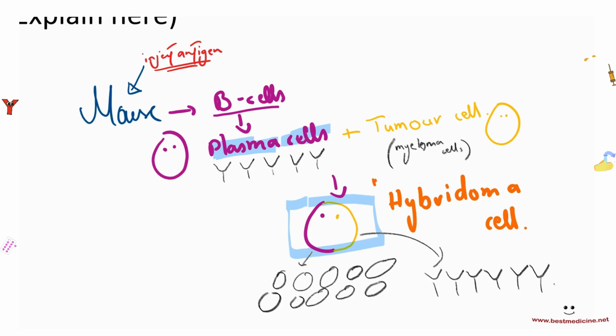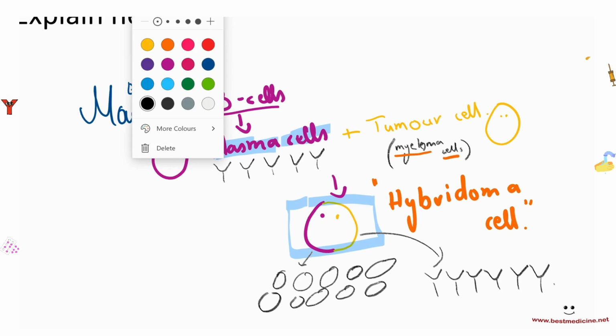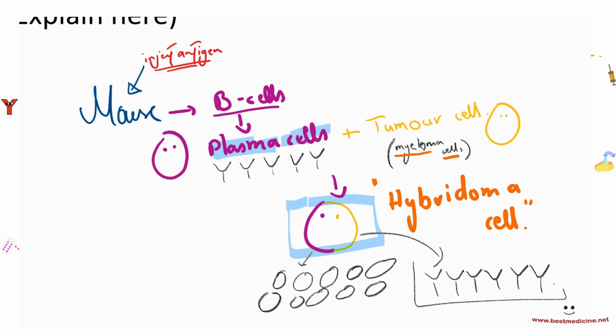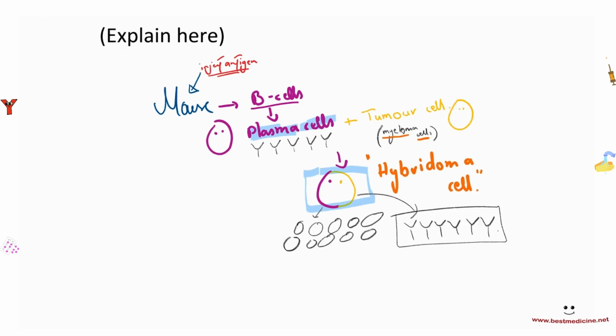And you need to know all these names, okay? Hybridoma cell, myeloma cells, okay? Hybridoma cells will then produce these antibodies, and we extract these antibodies for use. So how can we use these antibodies for specific situations, right? That's up next.